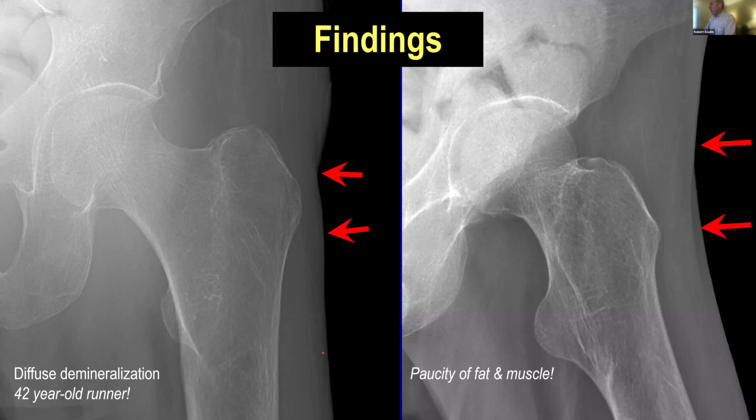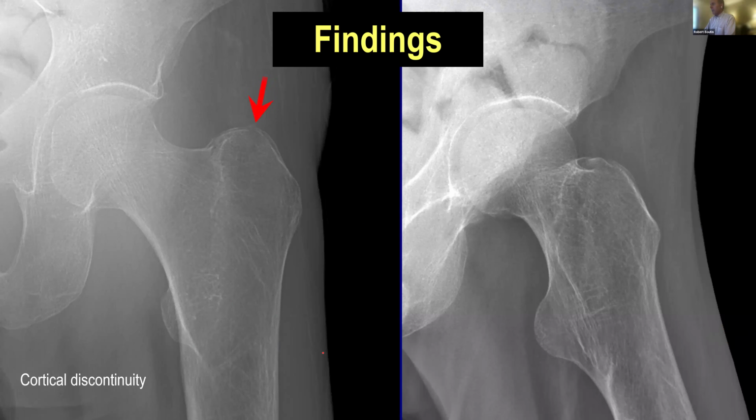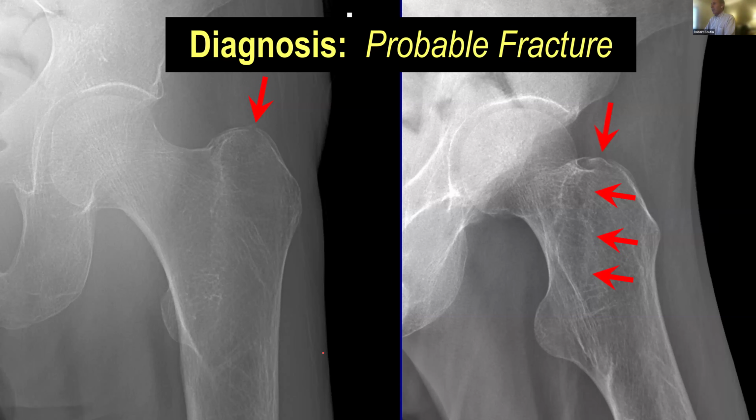Furthermore, as would be apparent on clinical evaluation, the patient's very thin. There's a paucity of fat and muscle. And if one looks closely, there's some subtle cortical irregularity. Similar in distribution is this sclerotic line, faint and subtle though it is, that is similar to the last exam. So we might suggest a probable fracture based on this, and often the next diagnostic test that we like to get is an MRI for a stress fracture.